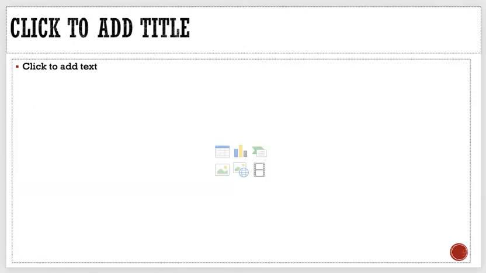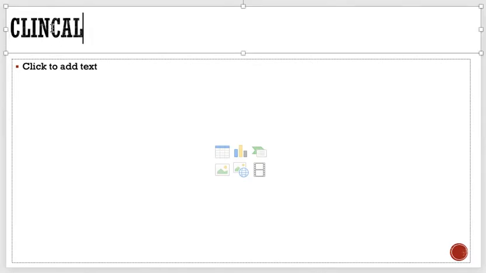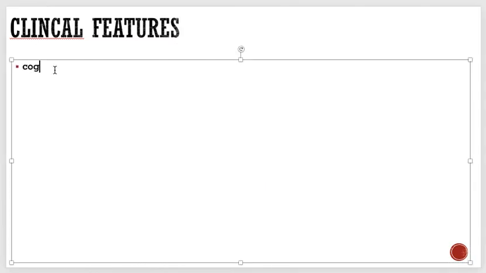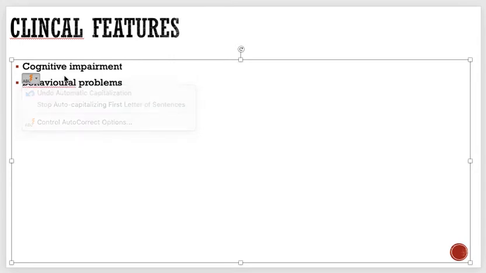So, the clinical features of Alzheimer's. There are three major things going on. Cognitive impairment will be there. Then there will be behavioral problems, behavioral or psychiatric manifestations, they are the same thing. And there can be motor manifestations. What are motor manifestations? Simply what I was talking about, apraxia.